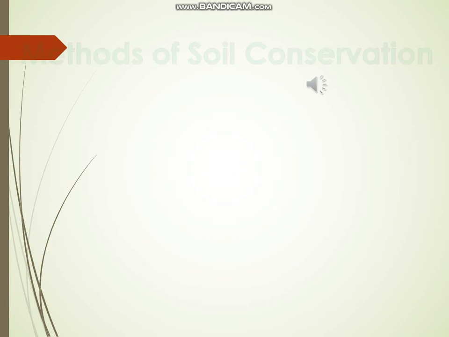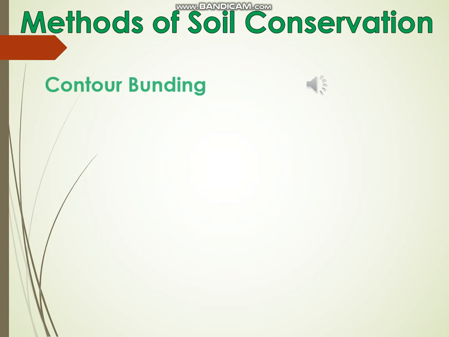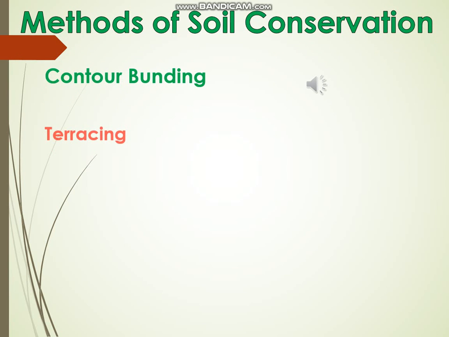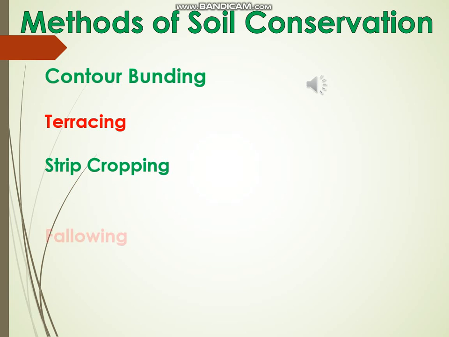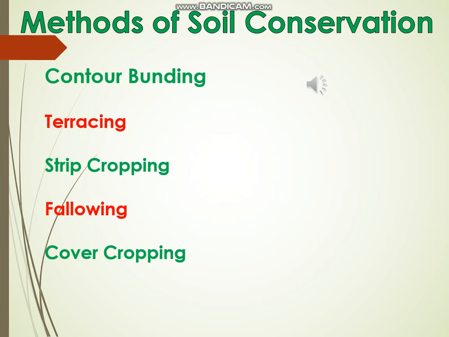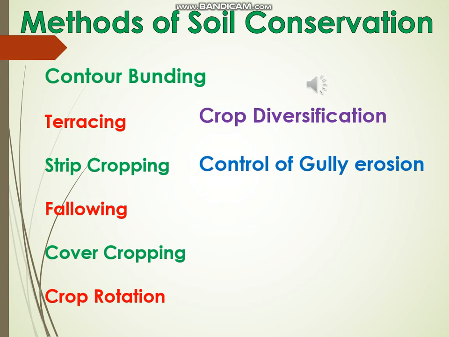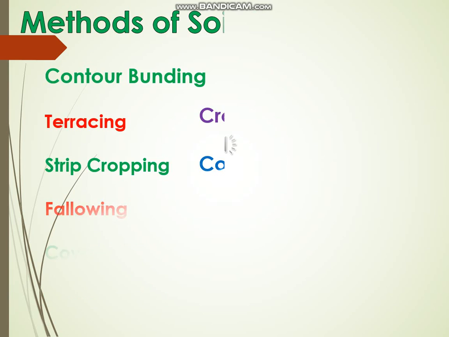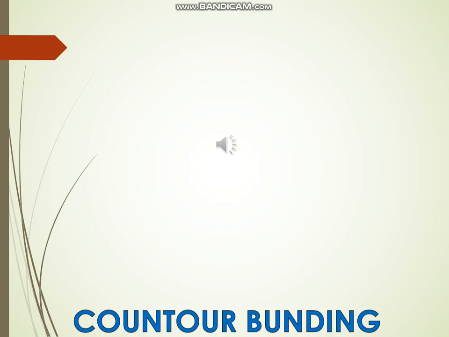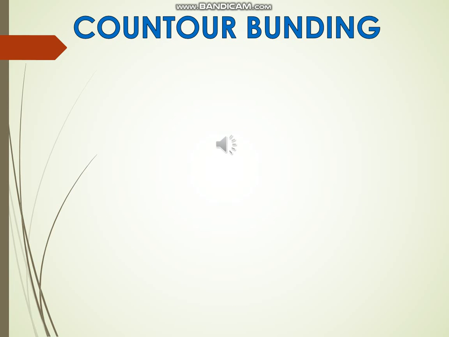Methods of soil conservation include contour bunding, terracing, strip cropping, fallowing, cover cropping, crop rotation, crop diversification, control of gully erosion, and windbreak. Let us discuss the methods of soil conservation in some detail. First one is contour bunding.